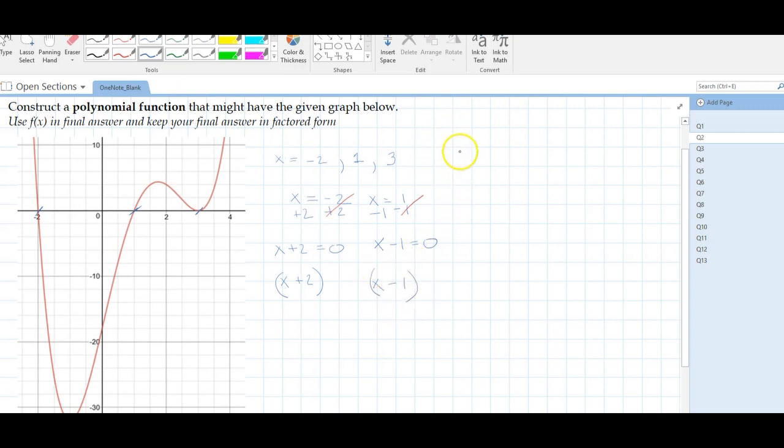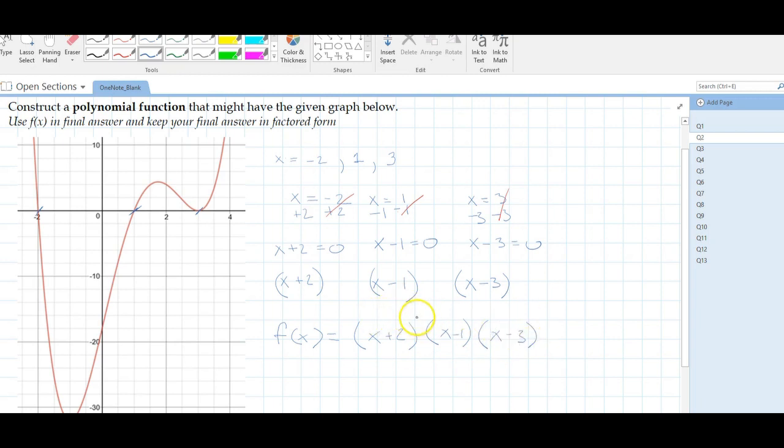And inside the parentheses now, we have x equals 3. We subtract 3 from both sides of the equal sign. The 3 cancels. Now we have x minus 3 equals 0, and that is the same as x minus 3 in parentheses. They are asking us to use the function symbol f of x. So that is going to be equal to x plus 2, x minus 1, open parentheses, x minus 3.